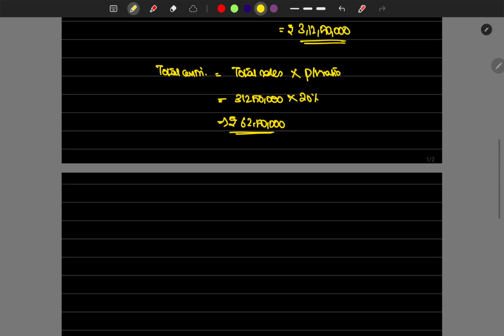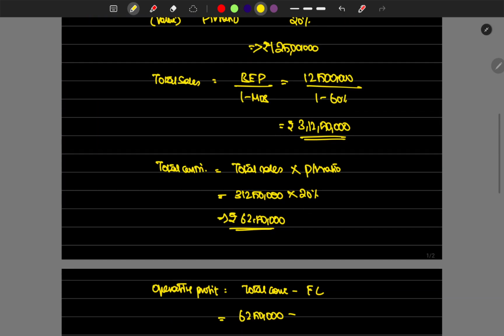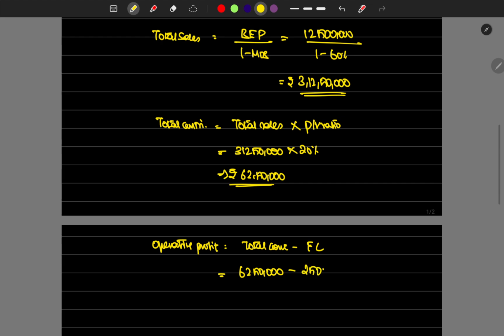We got the total contribution. What else do we want? We just need the operating profit. Total contribution we have calculated, minus the fixed cost, gives the operating profit. The total contribution is 62 lakh 50,000. The fixed cost is 25 lakhs. So rupees 37 lakh 50,000 is the operating profit.